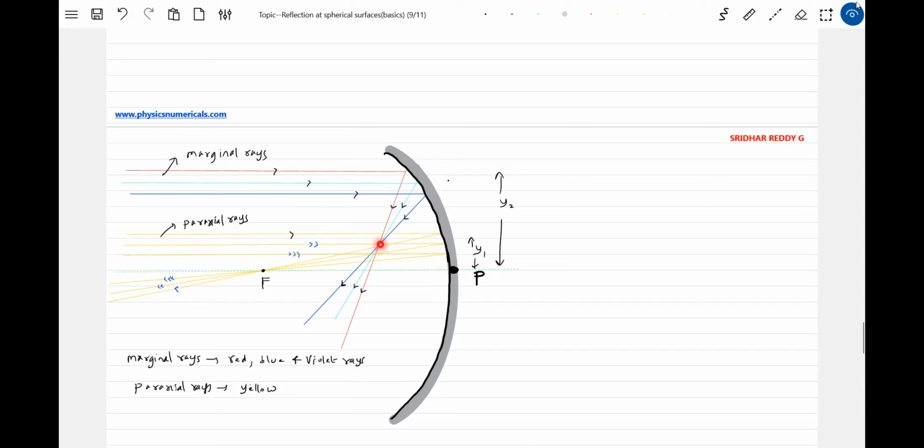Then what happens to the rays? The red color ray is incident at some distance, then the blue color, then the violet color rays are incident at different points on the mirror. They will intersect the principal axis at different points. So a focus is not defined for marginal rays. Similarly, both are parallel to the principal axis. So are the rays parallel to the principal axis paraxial or marginal? Nothing to do with that. It all depends upon this angle. So how do we basically define it?